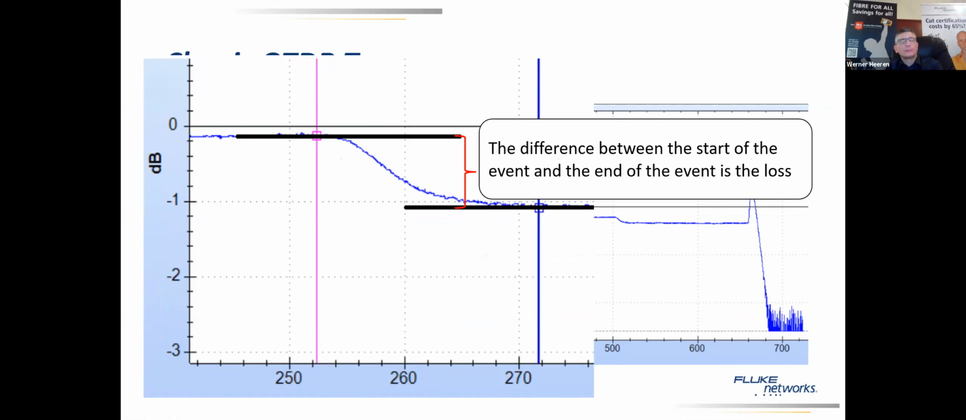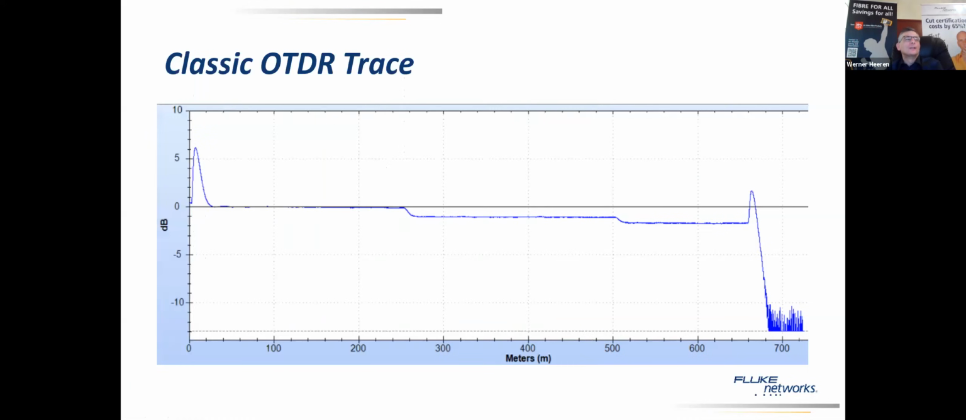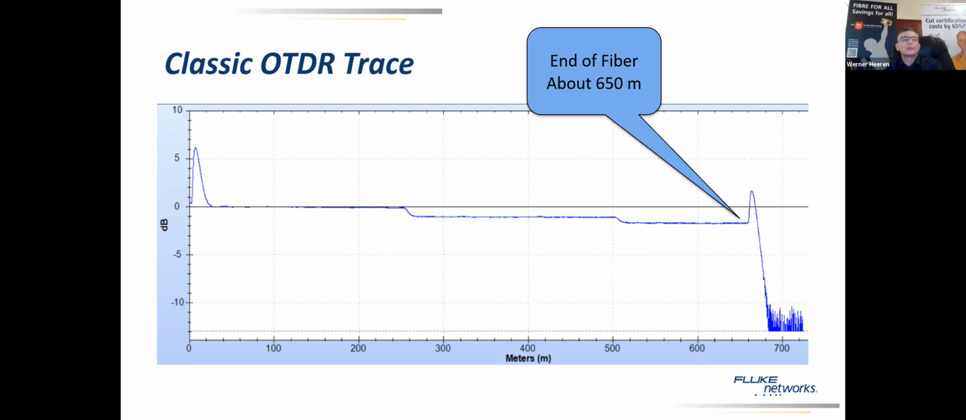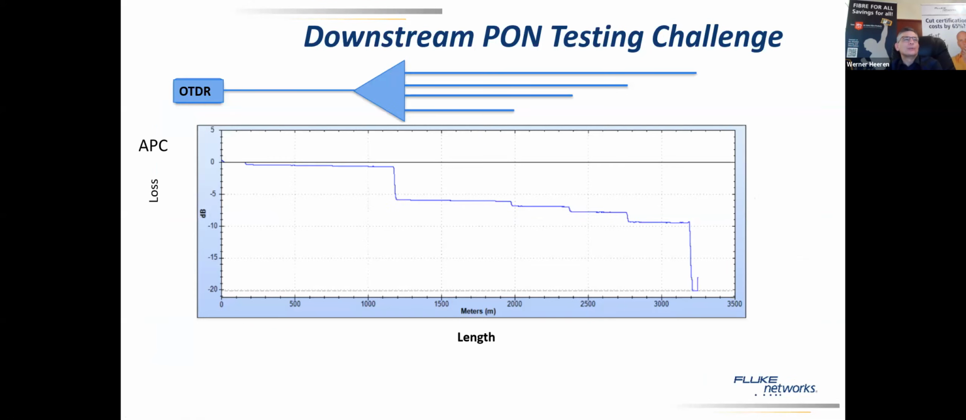Based on that loss and on some other tricks, we can decide: is this a splitter, a splice, or a connector, and define it that way. So this again has a relatively similar loss as here. This could be a splice or an APC connector. Then at the end of the fiber you see a huge, larger spike. That is the end of the fiber at about 650 meters.